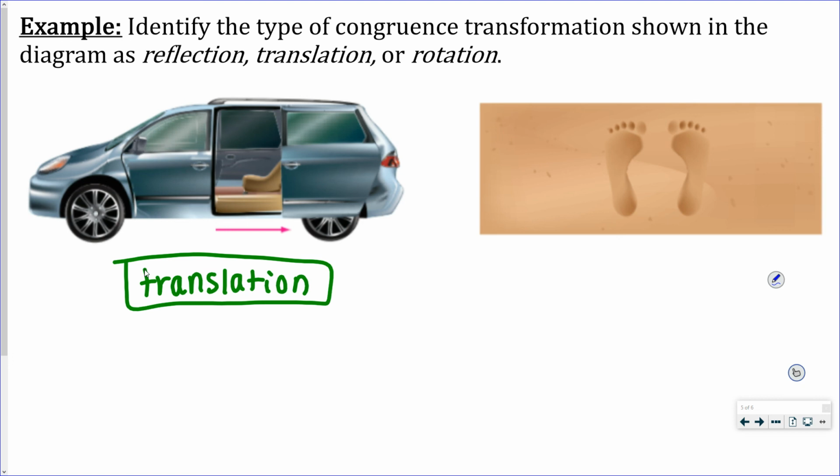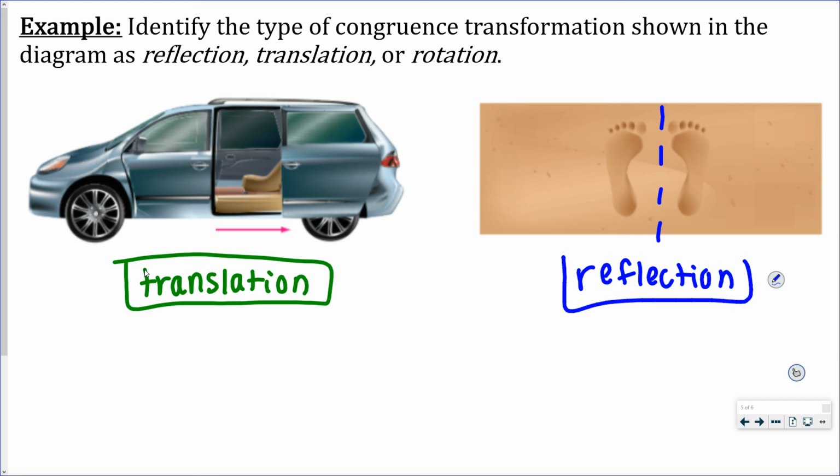All right, next one. What about these footprints in the sand? What do we think? Yeah, reflection, right? That kind of just flipped. Good. All right, so we can visualize those. We only have one last problem to do.